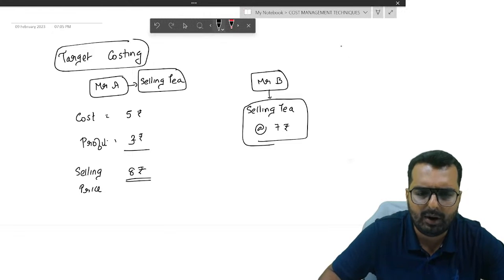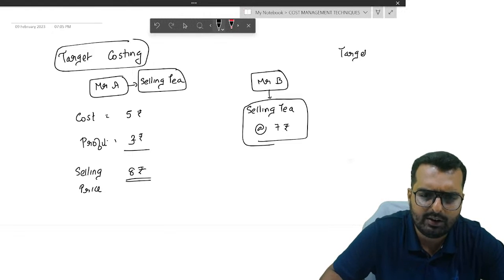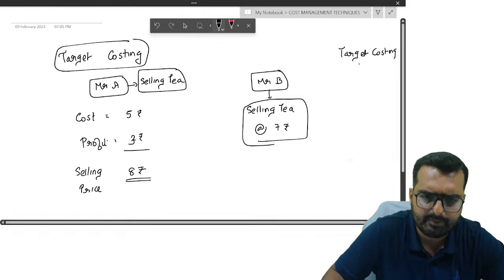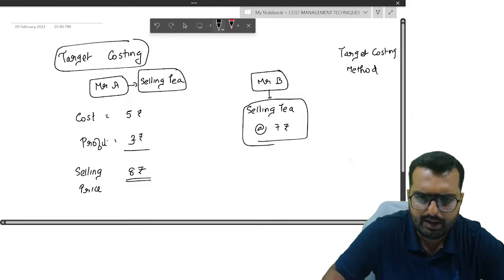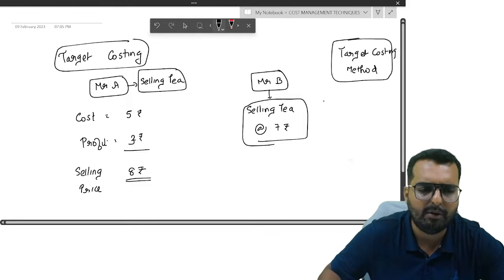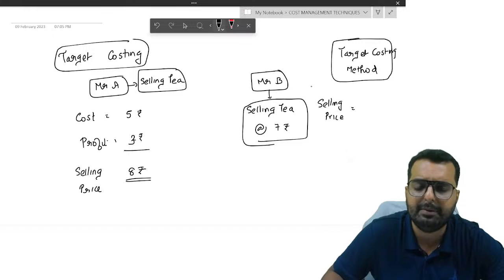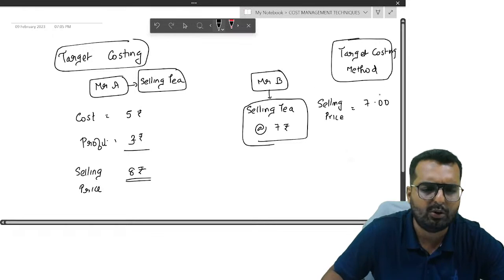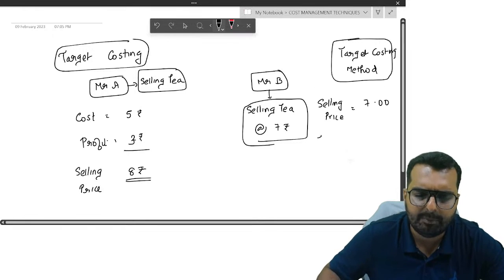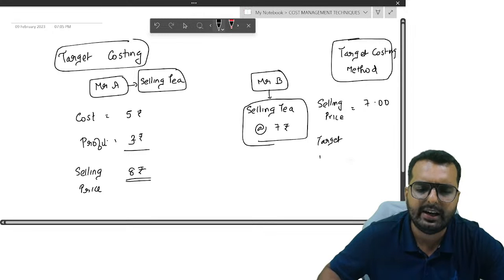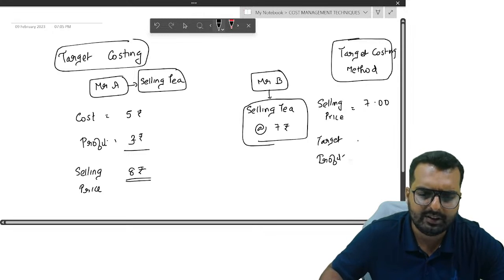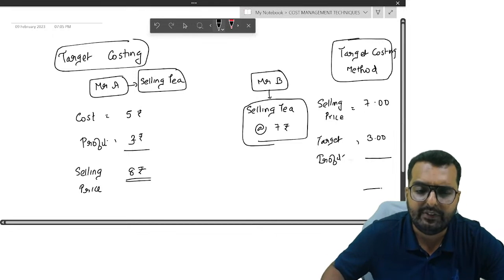Mr. A will have to come to a target costing method. So I'll use the target costing method. In target costing, what Mr. A will do is first put the selling price. So how much is the selling price that Mr. B is selling at? 7 rupees. All right. Then he will put what is my target profit. How much is the profit that Mr. A wants? He wants a profit of 3 rupees.